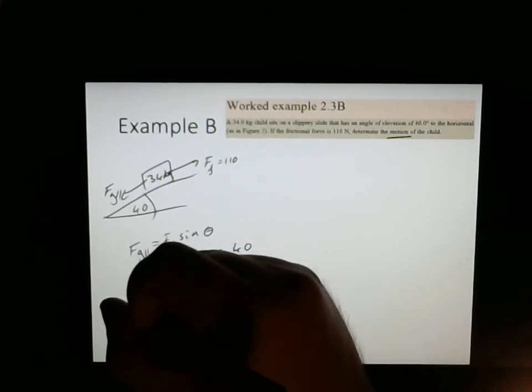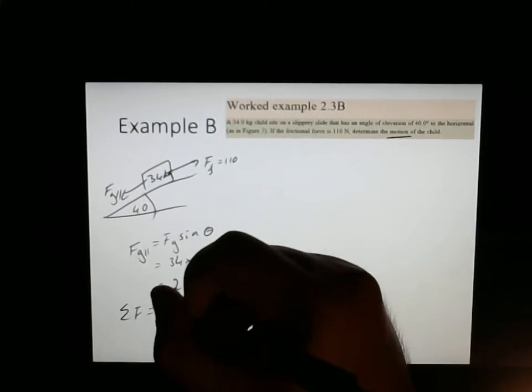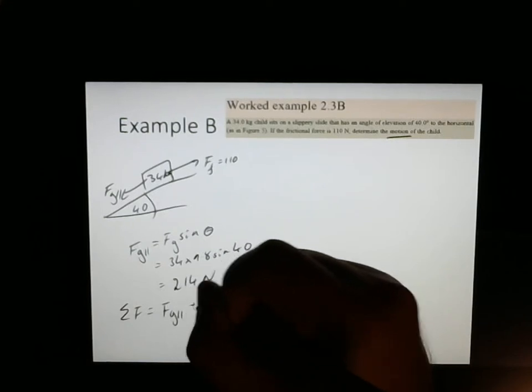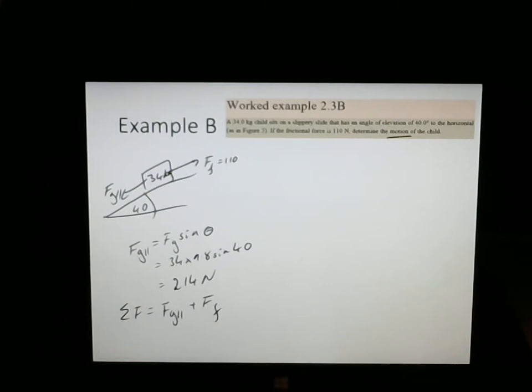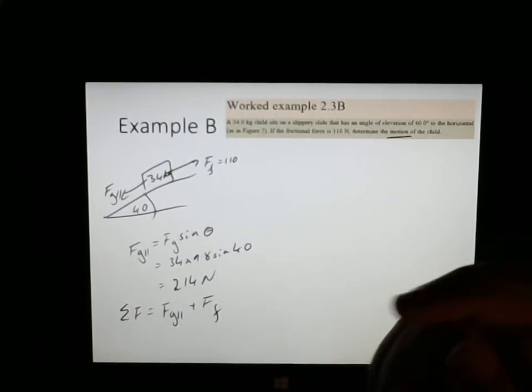Now the sum of forces is going to equal Fg parallel plus friction force. We have to give one of these a positive and negative. I generally say down the plane is positive, just because that's what happens. I put an object on a ramp, and either it goes down the ramp or it doesn't move. I've never put something on a ramp and had it spontaneously go up the ramp. So we just let down the ramp be positive, because it makes sense to us. Friction force in this case will end up being negative.